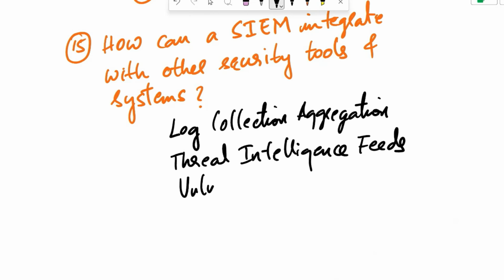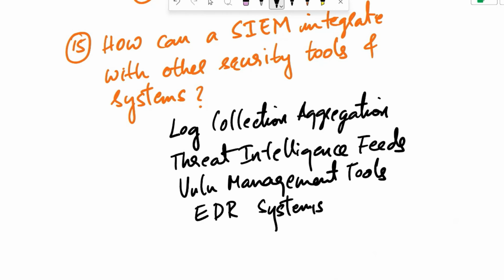Next is vulnerability management tools. SIMs can integrate with vulnerability assessment and management tools to correlate vulnerabilities with potential threats and active attacks. This helps prioritize remediation efforts based on real world risk. Next one is EDR systems. Integrating with EDR systems, that is endpoint detection and response systems, provides visibility into endpoint activities, including process execution, file changes, and user behavior. This enhances threat detection and allows for faster incident response on endpoints.